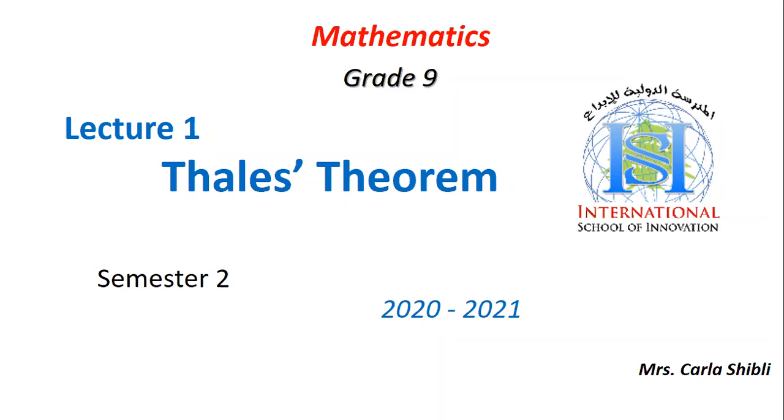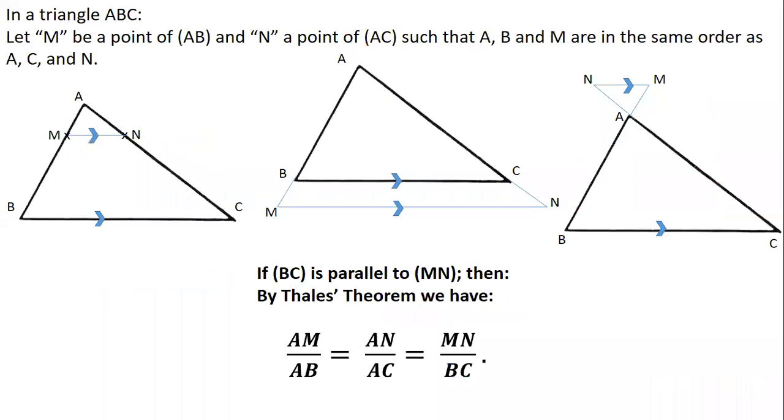And as you can see in our lecture 1, semester 2, we are studying a theorem which is called the Thales theorem. Thales theorem is a very simple theorem. It is not a hard theorem. And now we will see what Thales theorem says. If we have any triangle, so here we should not have only a right triangle. Thales theorem can be applied in all kinds of triangles.